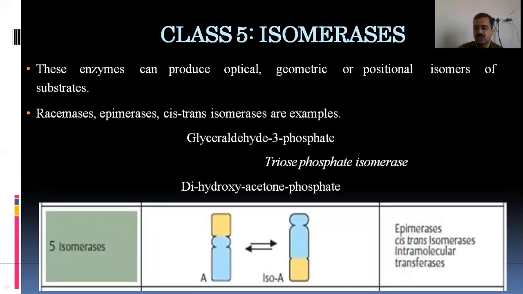Isomerases are the kind of reactions that take place next. These enzymes produce optical, geometric, or positional isomers of the substrate. Racemases, epimerases, and cis-trans isomerases are examples of this class. Glyceraldehyde 3-phosphate gets converted into dihydroxyacetone phosphate with the help of the enzyme triose phosphate isomerase. Examples of this class are epimerases, cis-trans isomerases, and intramolecular transferases.